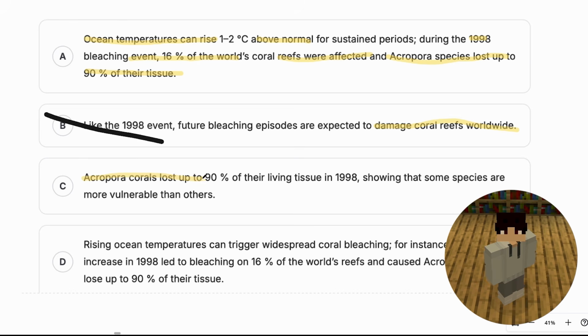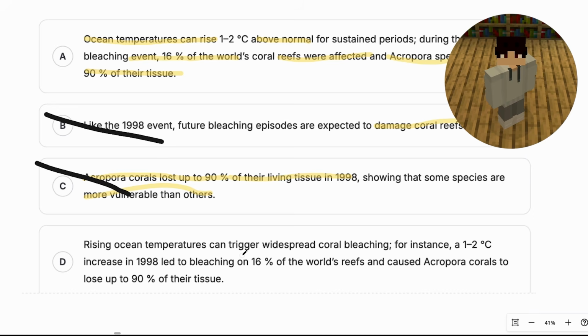Acropora corals lost up to 90% of their living tissue in 1998, showing that some species are more vulnerable than others. This is so close to being a good choice, but they don't really mention why they lost the tissues. They just say that they lost it. They don't mention anything about the ocean temperatures rising or any of that. So it's not really specific enough. It's not clear enough again. A is definitely better.